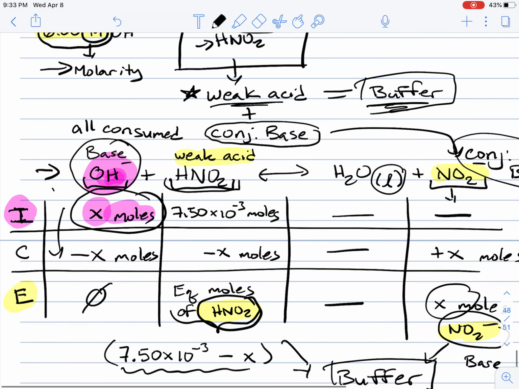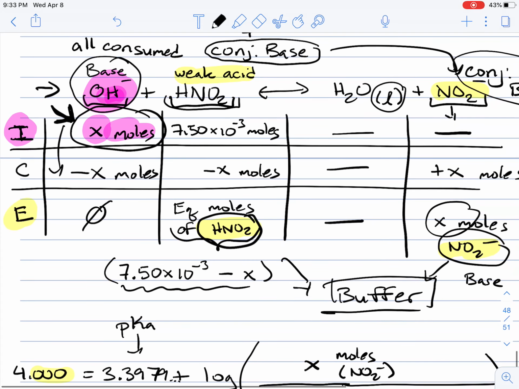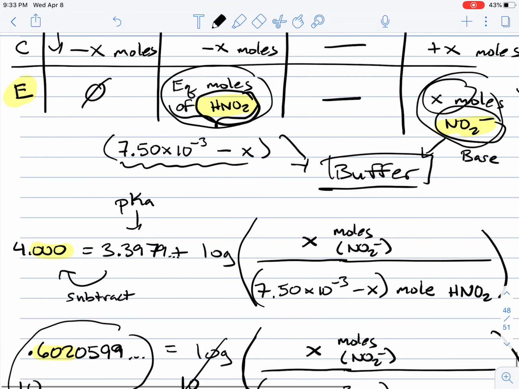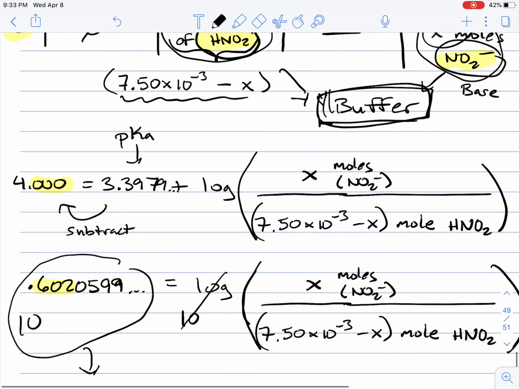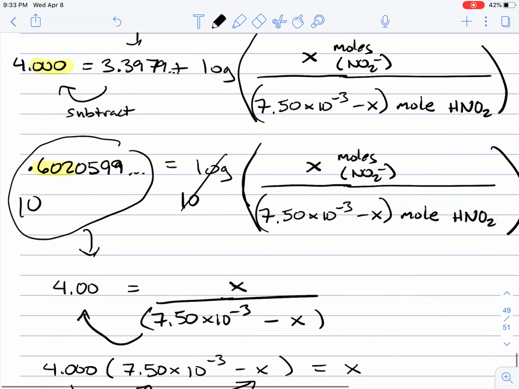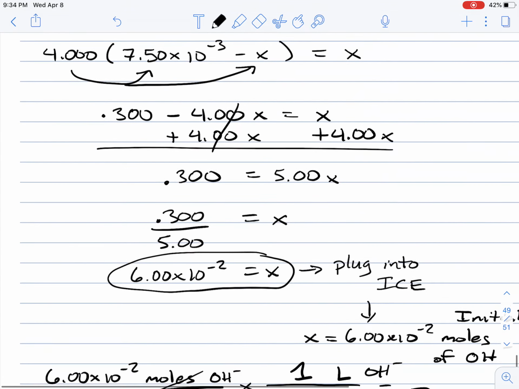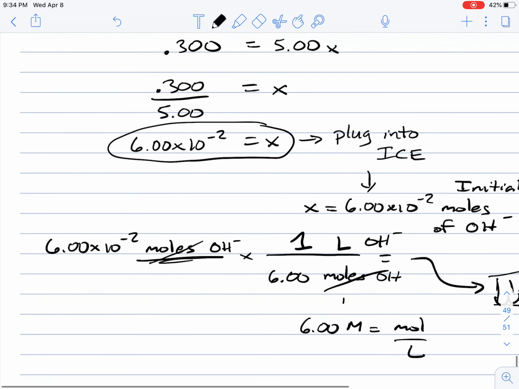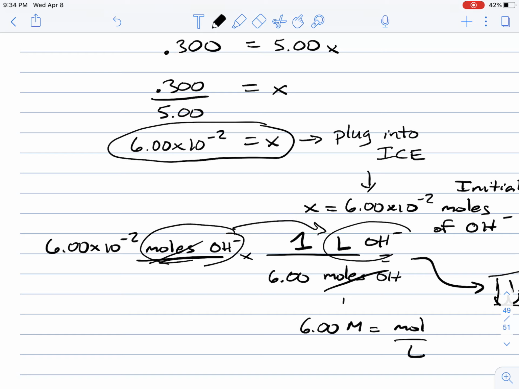And since we wanted to determine the initial moles, that's inviting us to use an ice table. And when we get the equilibrium amounts of nitrous acid and nitrite, it produces a buffer. And so that should bring to mind the Henderson-Hasselbalch equation. And by plugging all of these values into the Henderson-Hasselbalch equation, we get the value for x. Cool. And then once we have the value for x, then we can go ahead and convert it to volume, which is what the question is asking us to solve for.